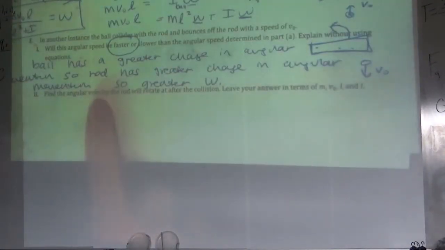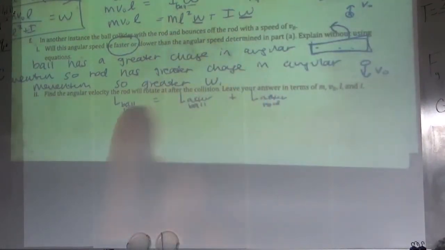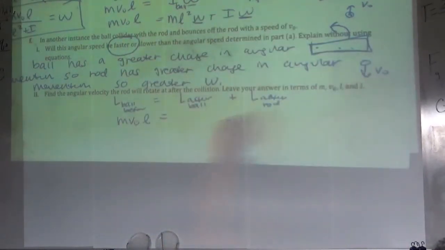So find the angular velocity afterwards. So L of the ball before equals L of the ball and the rod after. Because again, after they're both moving. L of the ball before is mv naught L. Rod after is going to be I omega. Make sure you use I of the rod.